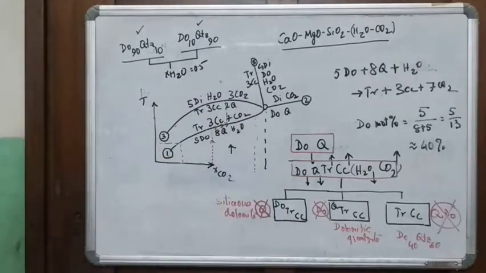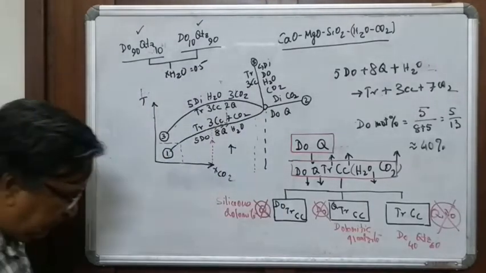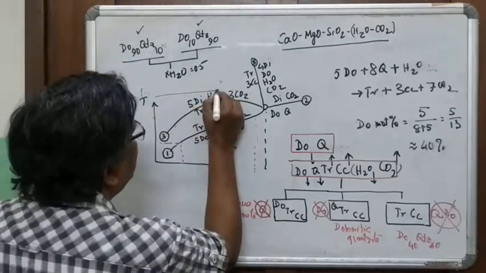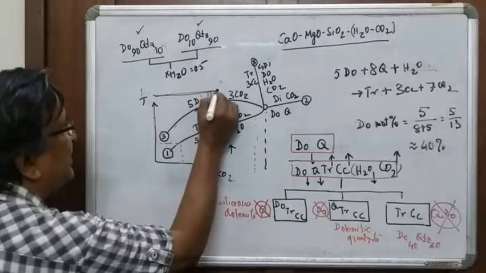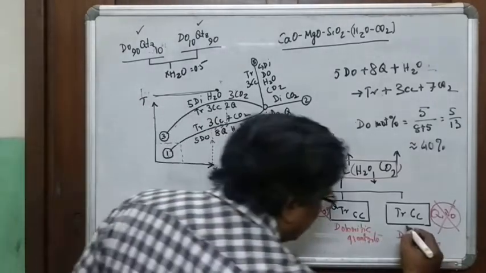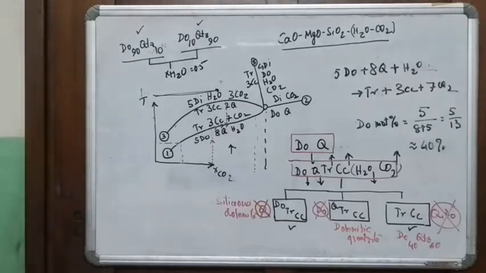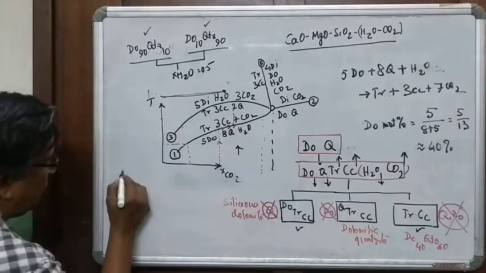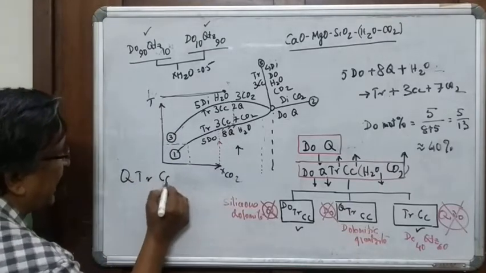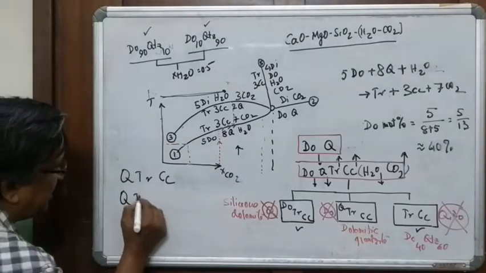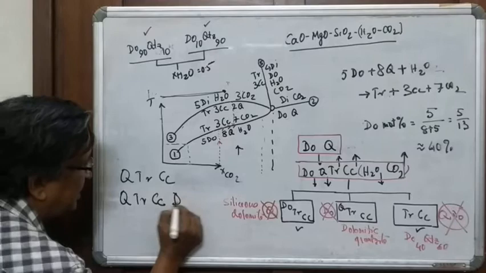So now you can see here. Let's say we conceive of a point here, some temperature here. At this temperature, this will be stable, this is okay. At this temperature, this will be okay. But to what? Quartz from here, if I draw this, quartz, tremolite, calcite, you will have the situation where you have quartz, tremolite, calcite, carbon dioxide.